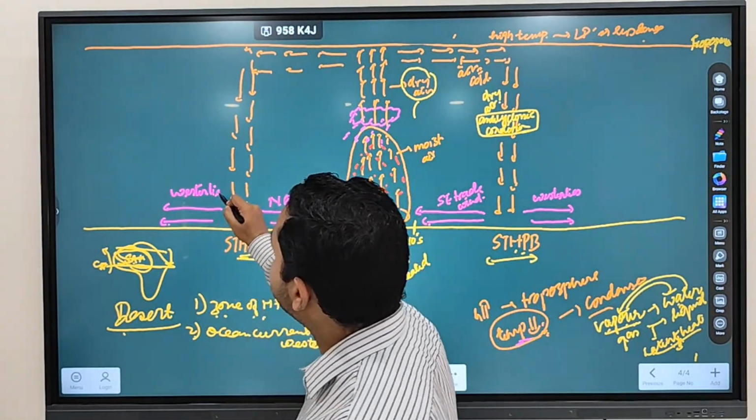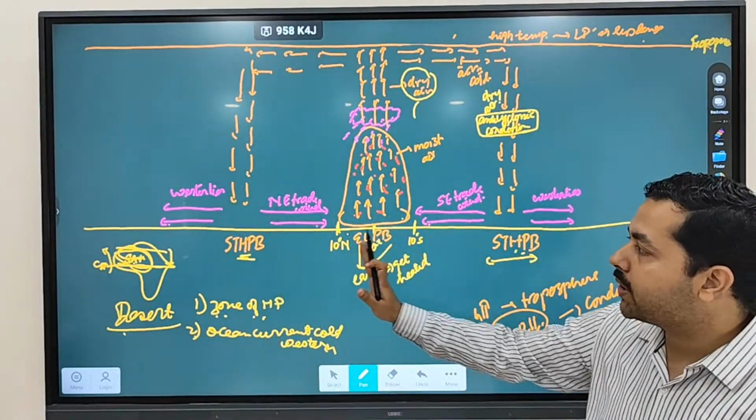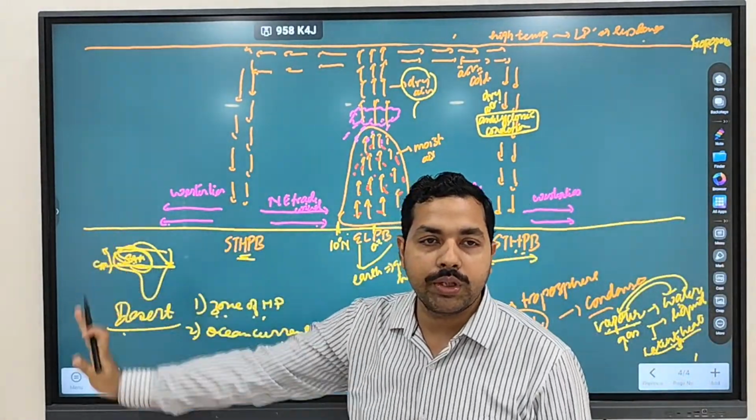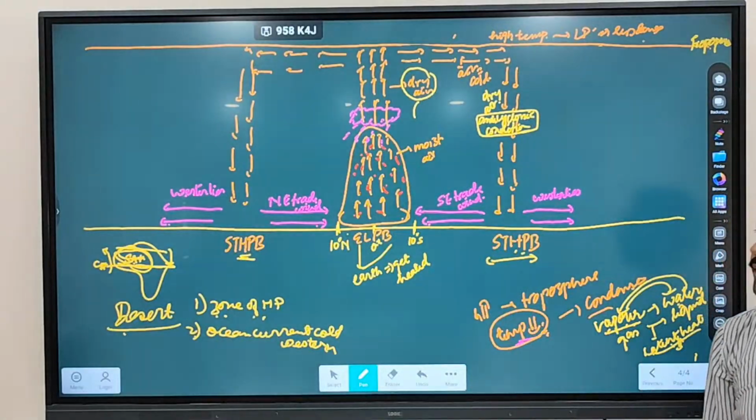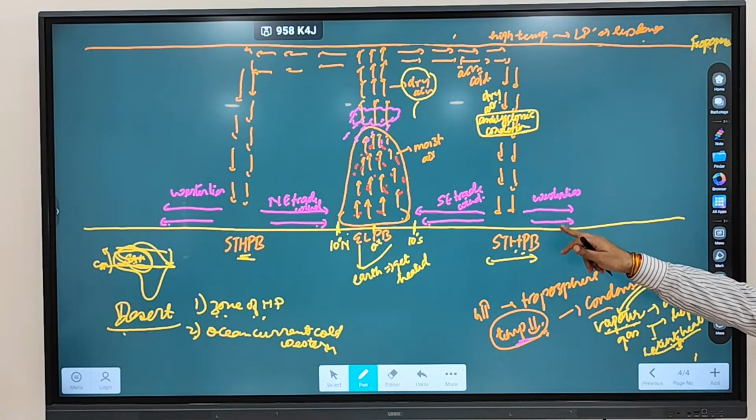So from high pressure, wind is blowing to the low pressure. From high pressure, wind will also blow in this particular direction. So this wind is going to be called what? This wind is going to be called the westerlies. Now, when the wind travels closer to the Earth's surface, what will happen?